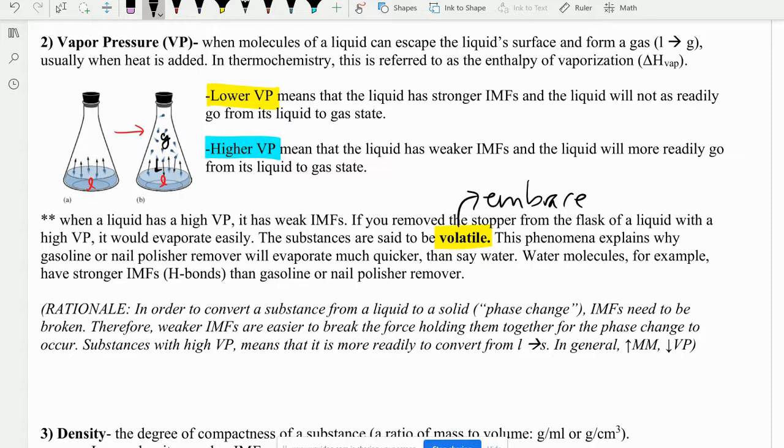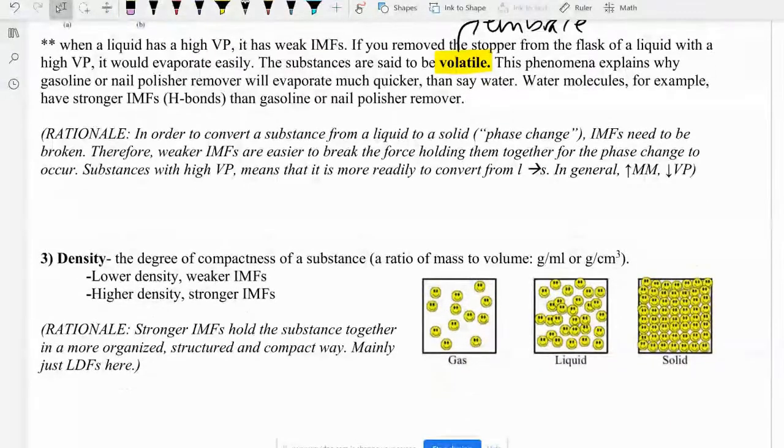Now, you can see the proportionality here. This is where we have an indirect or inverse relationship, meaning that if we have a substance with a low vapor pressure, we're going to generally refer to that as a substance that has high or stronger intermolecular forces. And conversely, a substance with high vapor pressure would have weaker IMFs. Okay, and you can see that basically that rationale is given to you more or less.